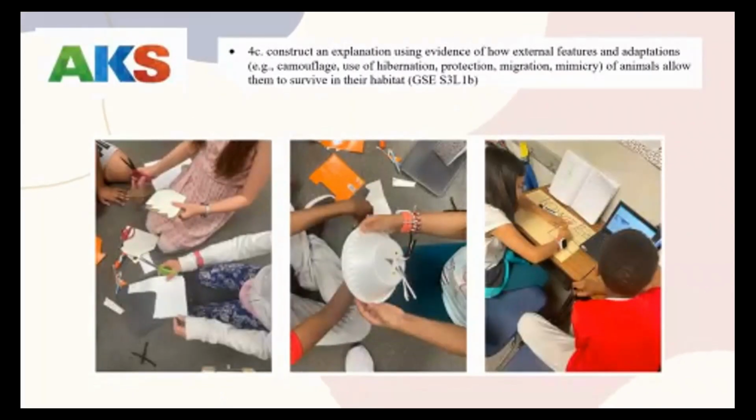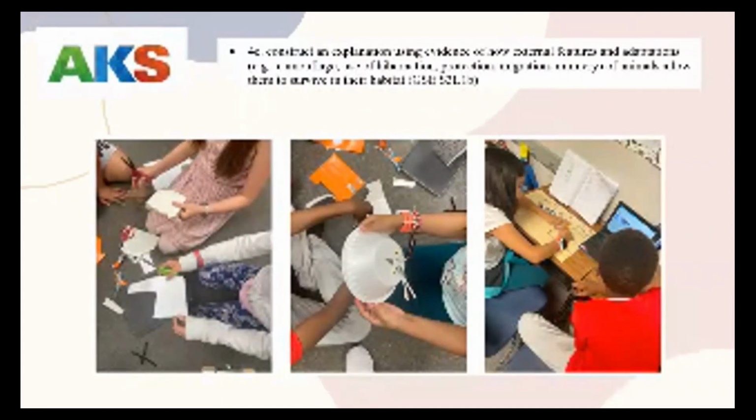Working in collaborative groups, students chose and researched an animal that lived in a Georgia habitat and wrote a report detailing the adaptations that their animal had that allowed it to thrive in that given habitat. This aligned with Gwinnett County Public Schools Science AKS 4C: construct an explanation using evidence of how external features and adaptations of animals allow them to survive in their habitat.